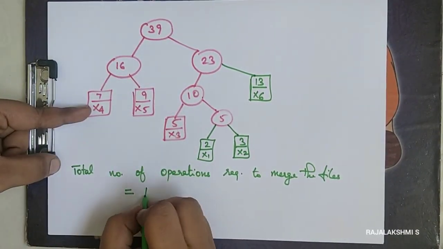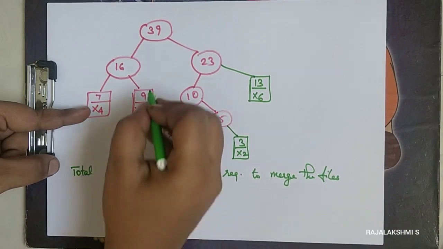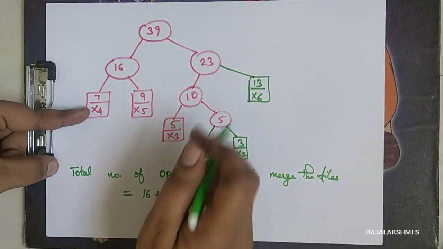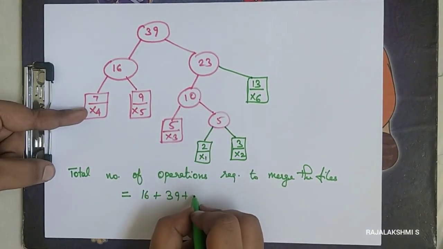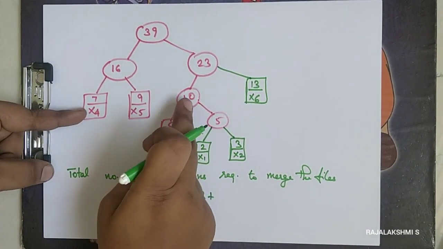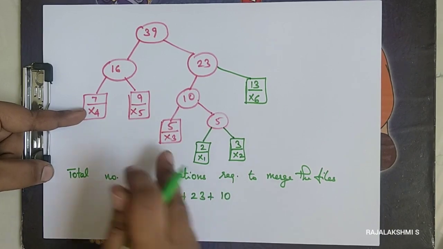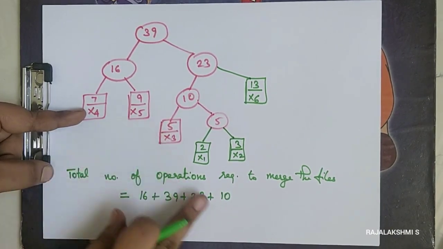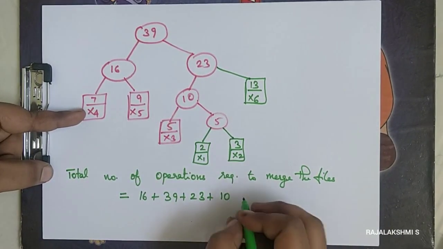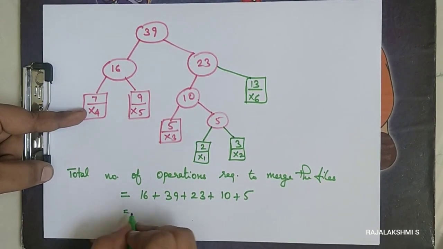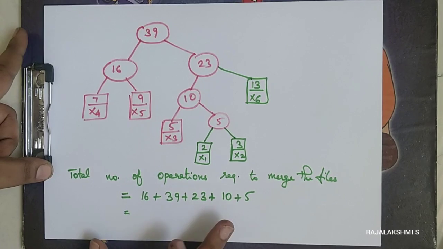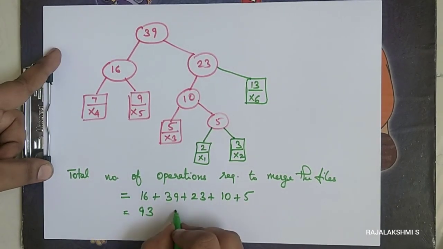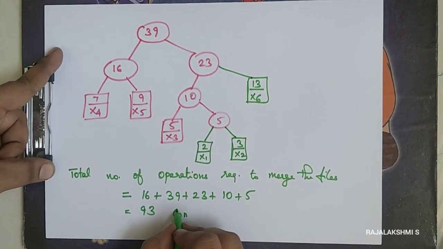So 16 is one of the roots, right? So 16 plus 39 plus 23 is the root, whereas 13 is a leaf. So we have to add 23, plus here 10 is the root node and this 5 is a leaf node. So we should not consider this 5, and this 5 is the root node. Now adding these, we have 16, 39, 23, 10, 5. So it will be equivalent to 93 operations, right?